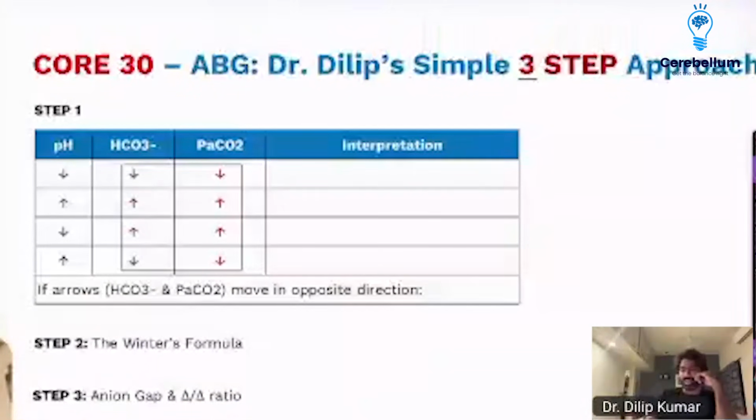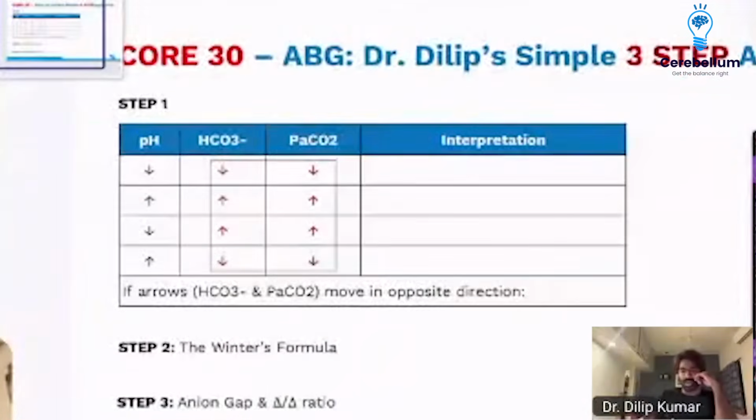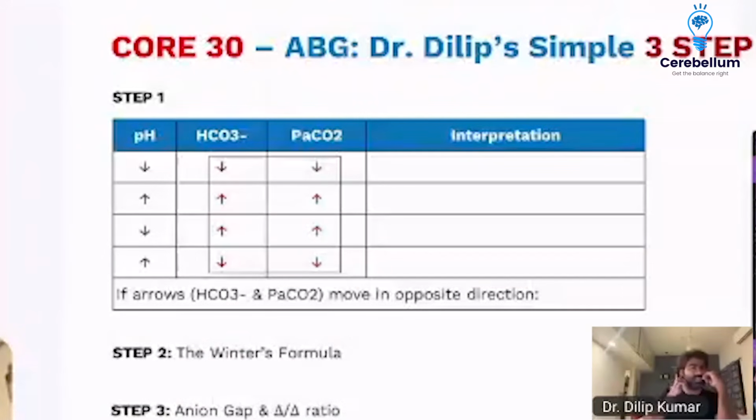So I follow a simple 3-step approach, which is cool. In the first step, you have to look at the pH, bicarbonate and PaCO2, and you have to find out the primary disorder. That's the most important.